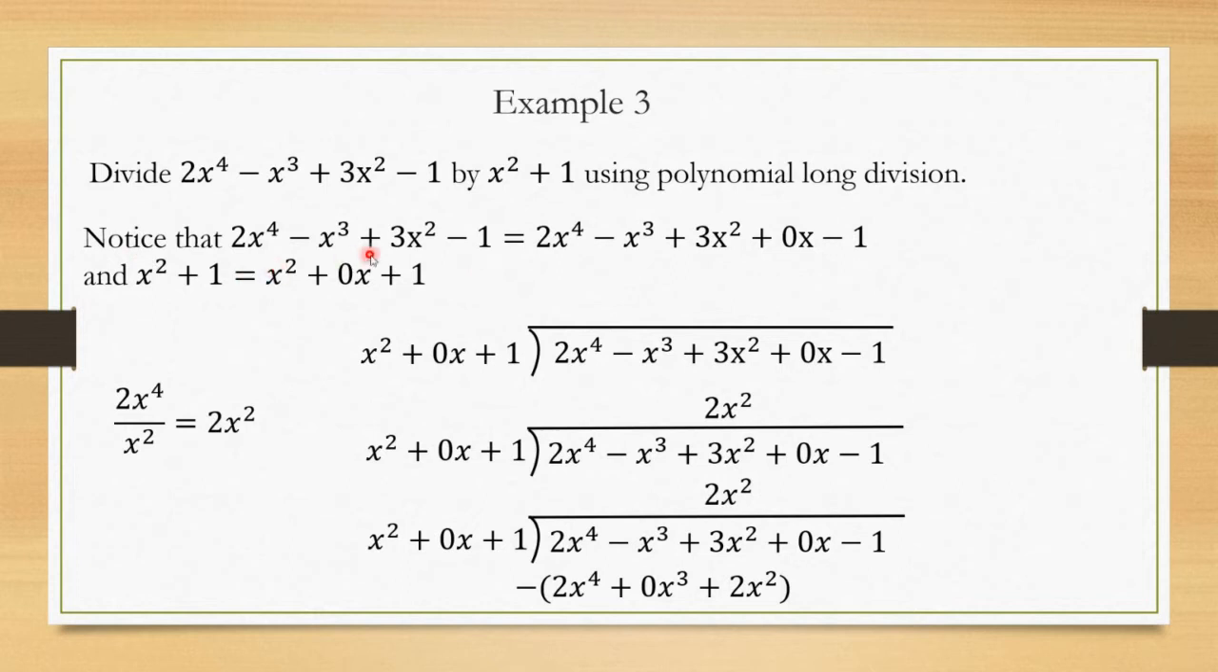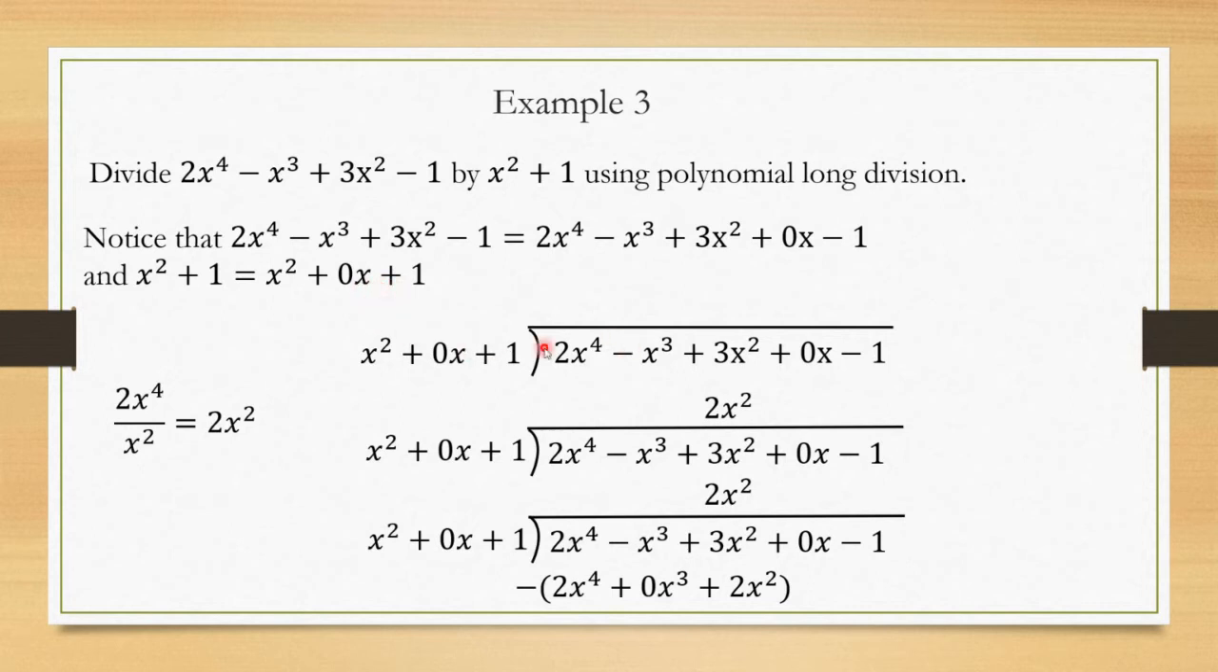So for instance, in the dividend here, notice there's no x term. What can we do? We're going to put 0 times x. So we put the x term in here. The coefficient of it is just 0. Here, x squared plus 1, well, we're also missing an x term. We put it in. It's just that the coefficient of it is 0. The coefficient of x is just 0.